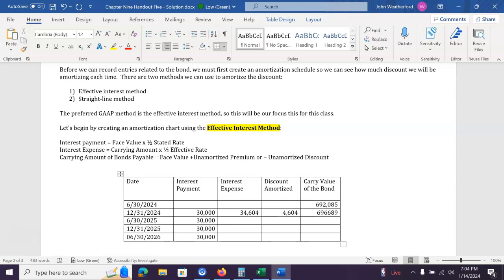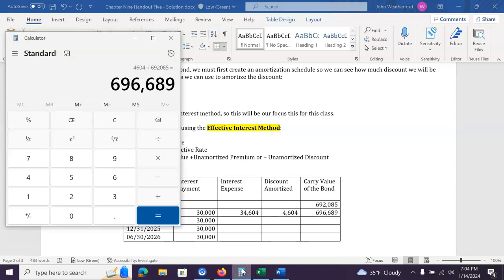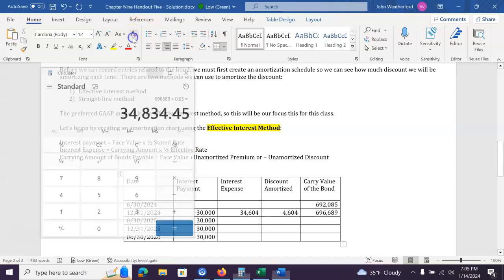Is our new carrying value. I always want to say carrying amount, and now we'll just keep going with this process. Now again, cash paid for interest will remain the same. To get interest expense for 6/30/25, we'll say $696,89 times 0.05, and that gives us $34,834.